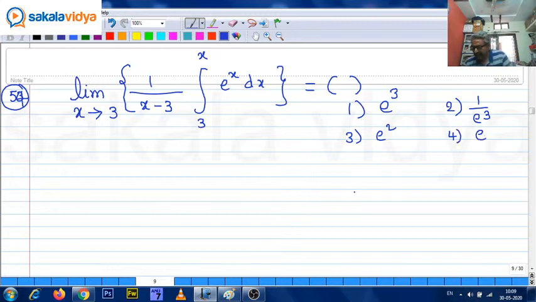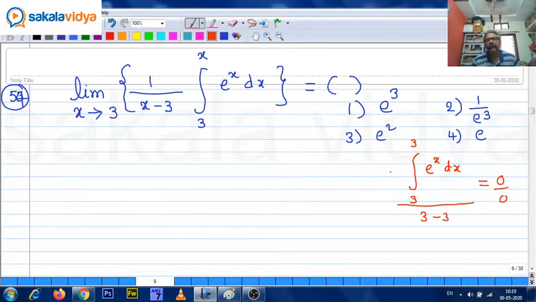This is the question. So now if you apply the limit, what happens? This becomes like this: integral 3 to 3 e power x dx upon 3 minus 3. This will be 0, 0 by 0 form. Whenever 0 by 0 form, called an indeterminate form, we can apply LH rule. So let us apply LH rule.